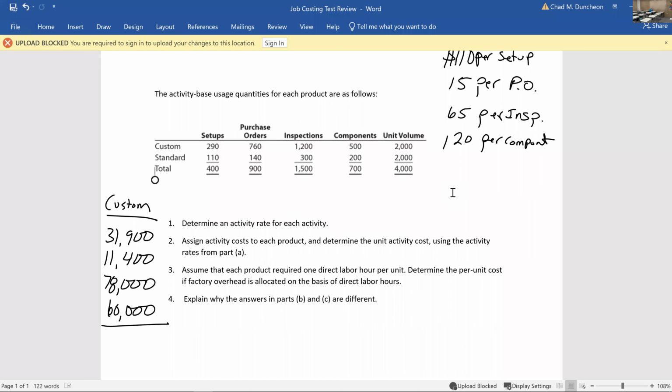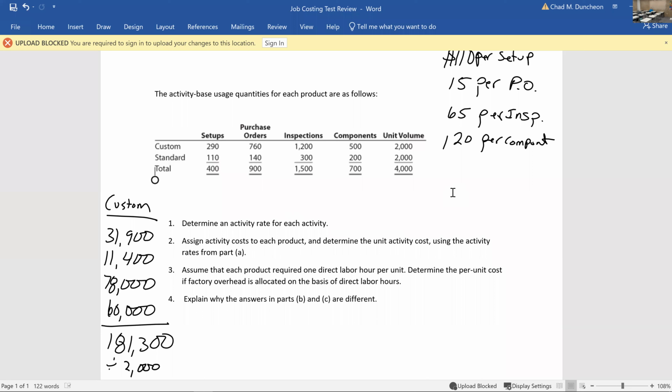Is this for the second one? It's for number 2, right? Assign activity rate to each product. Okay, so we assigned the activity cost. We've already done that. Now we're determining the unit cost. To find the unit cost, you first have to find a total cost. So this is our total cost for the customs. And now I want to find a unit cost. How would I find my unit cost? Divide by the units. Which was how many? 2,000, right? So I divide by 2,000.